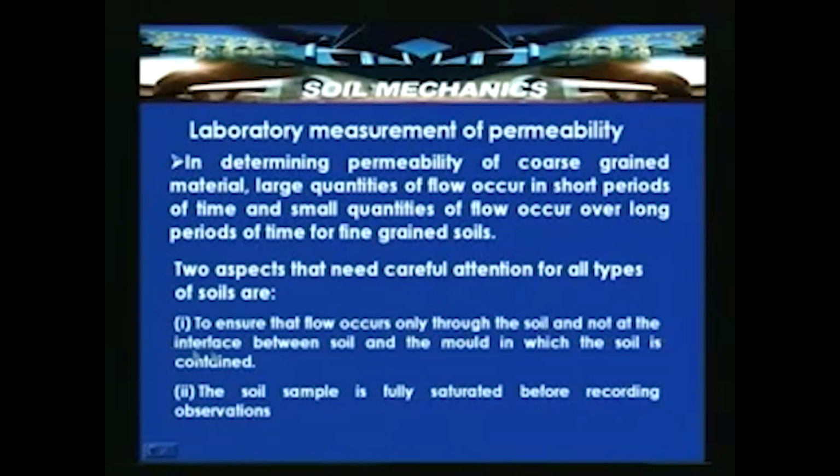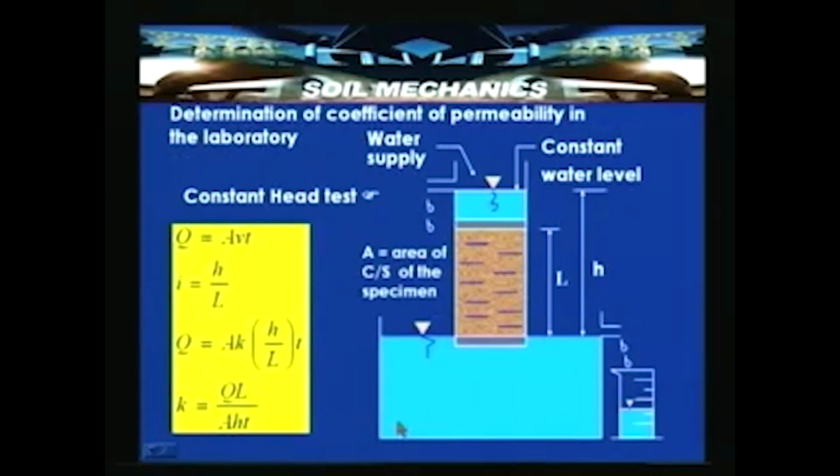Otherwise, the air in the voids of the soil mass can influence the permeability value and can interfere with the flow channels developing through the soil mass. So, the two aspects are to ensure that the flow occurs only through the soil, not at the interface between the soil and the mold in which the soil is contained, and that the soil sample is fully saturated before recording observations.